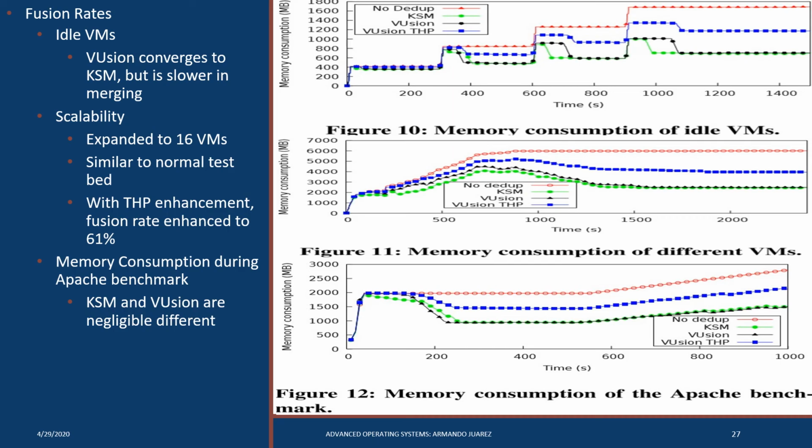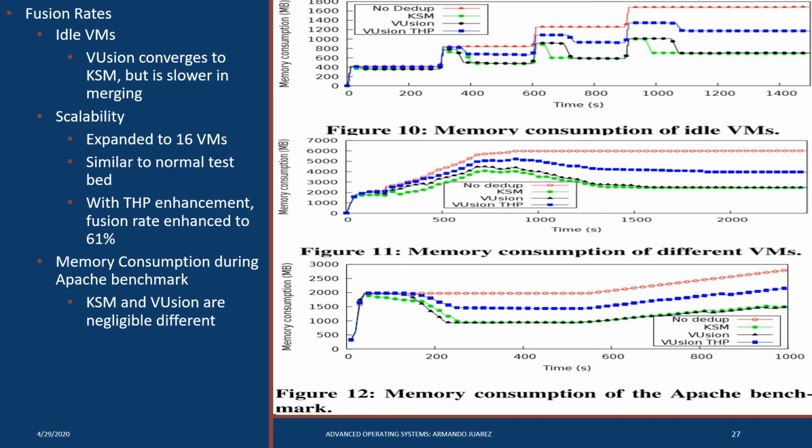Fusion rates. First, they started with idle VMs. As seen by the top figure, VUsion converges to KSM, but is slower on the merging side. That's still pretty good. It's representing the fact that VUsion's performance with respect to fusion rates is pretty much negligibly different than KSM, which is really good at showing a more secure solution is actually performing just as well as the current one, which makes it very easy to move to.